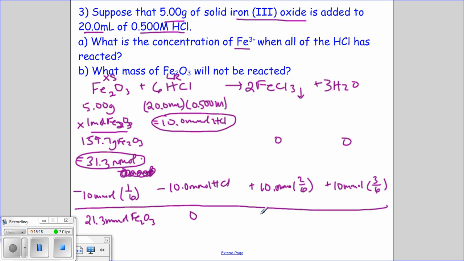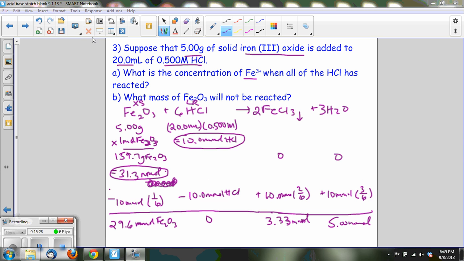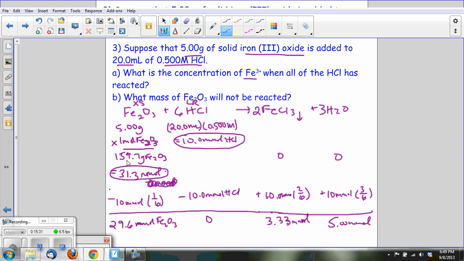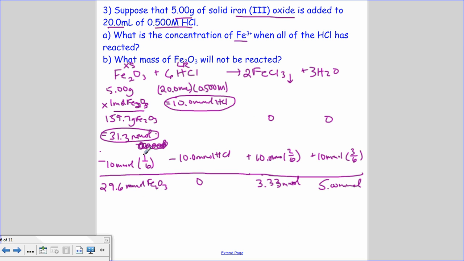Alright, I had to pause that for a second. I had to fix a mistake I'd made. I forgot to multiply by 1/6 here, so the answer for the leftover millimoles of iron 3 oxide is 29.6 millimoles. We have 3.33 millimoles of iron 3 chloride and 5 millimoles of water being produced. Okay, so this is the end of the table, but let's go back and look at our questions.